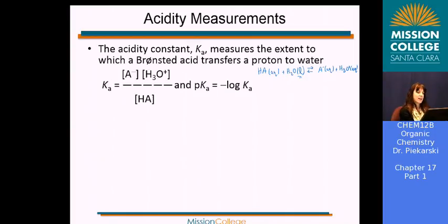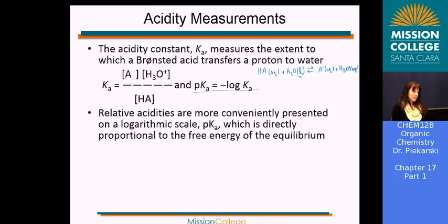We talk about Ka a lot in second semester general chemistry, but in organic, we talk more in terms of pKa. Remember, pKa is defined as the negative log of Ka. The reason is that talking about relative acidities is way more convenient on a logarithmic scale, pKa, rather than talking about Ka, which could be, for example, 1 times 10 to the negative 7th. It's hard to think in terms of scientific notation. So pKa will be a little bit more manageable.